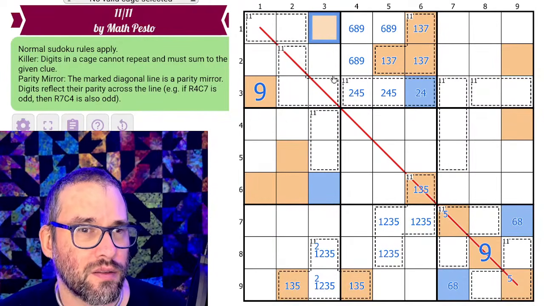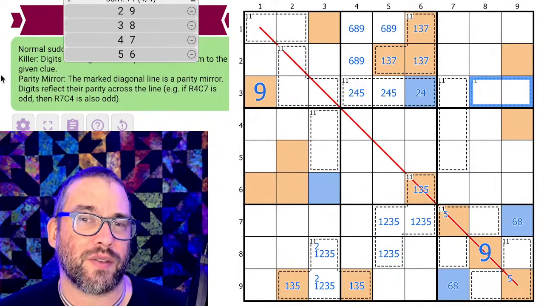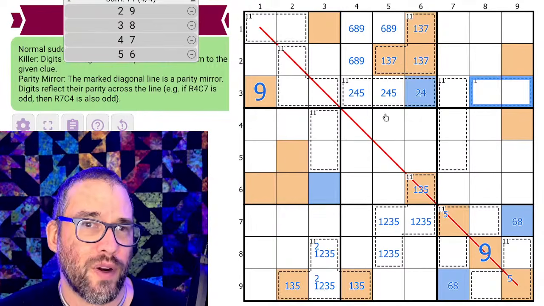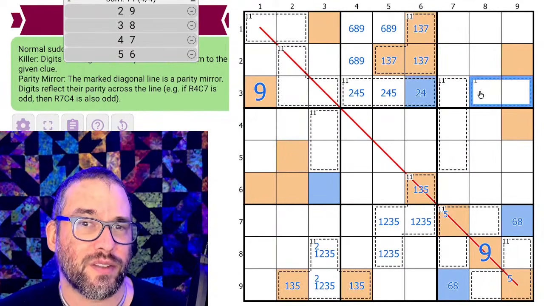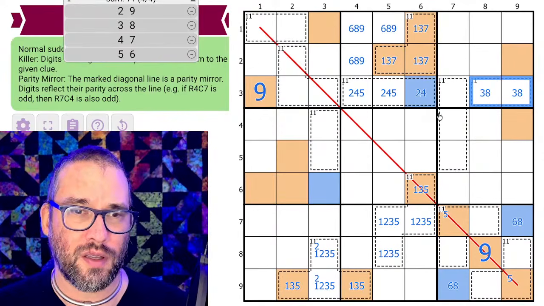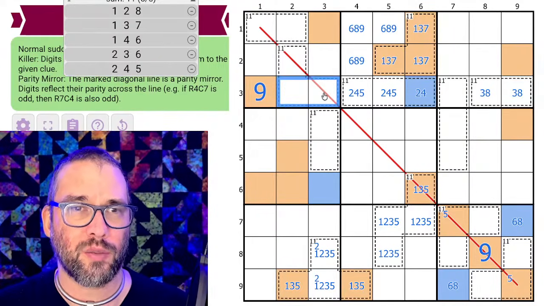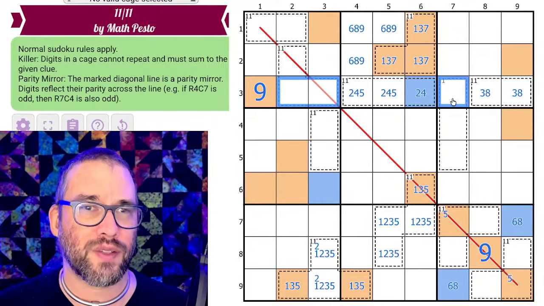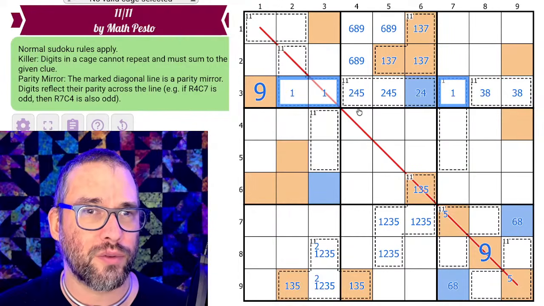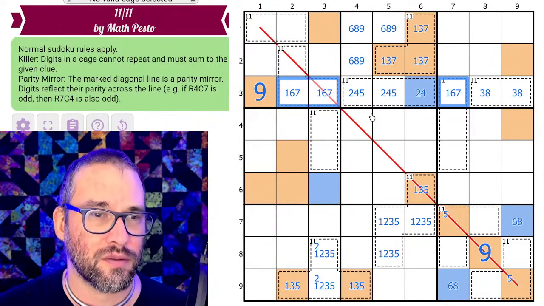Okay, so this isn't 2947 or 56 by this cage, right? So it's just 38. We don't know the order, but we can write in the rest of the row. We still need a 1, 2, 3, 4, 5, a 6, and a 7.